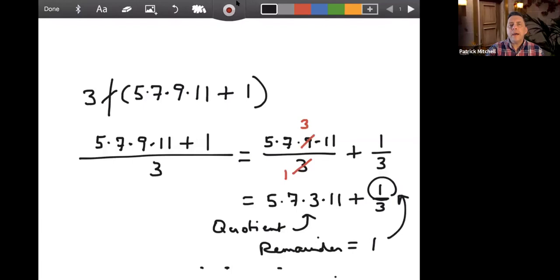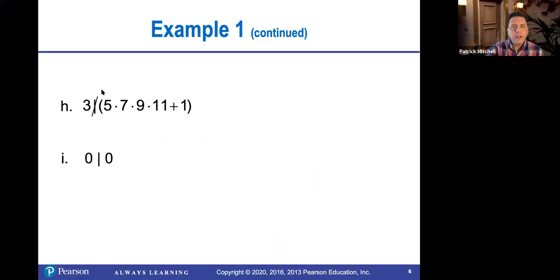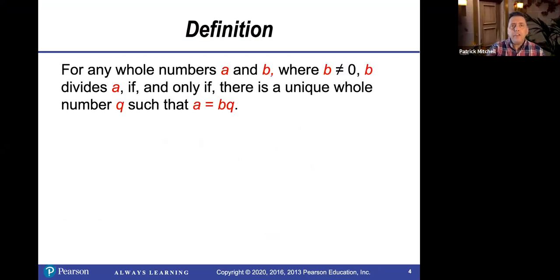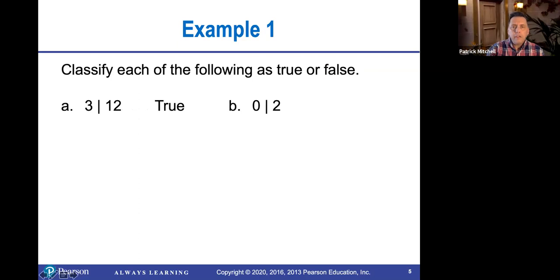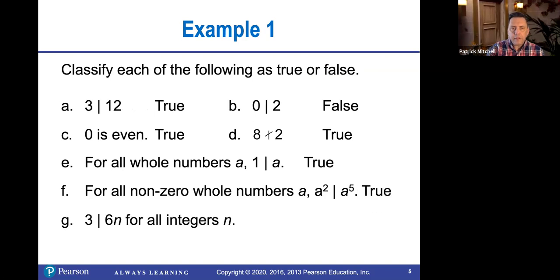So let's switch back. And there we go. Oh, look, this changed to an I by magic. All right, so that's true. Now this one's kind of tricky. I just want to go back, just so you know I'm not cheating, to the definition of divides. B divides A if and only if there is a unique whole number Q, such that A equals B times Q. So here's where that word unique really makes all the difference.